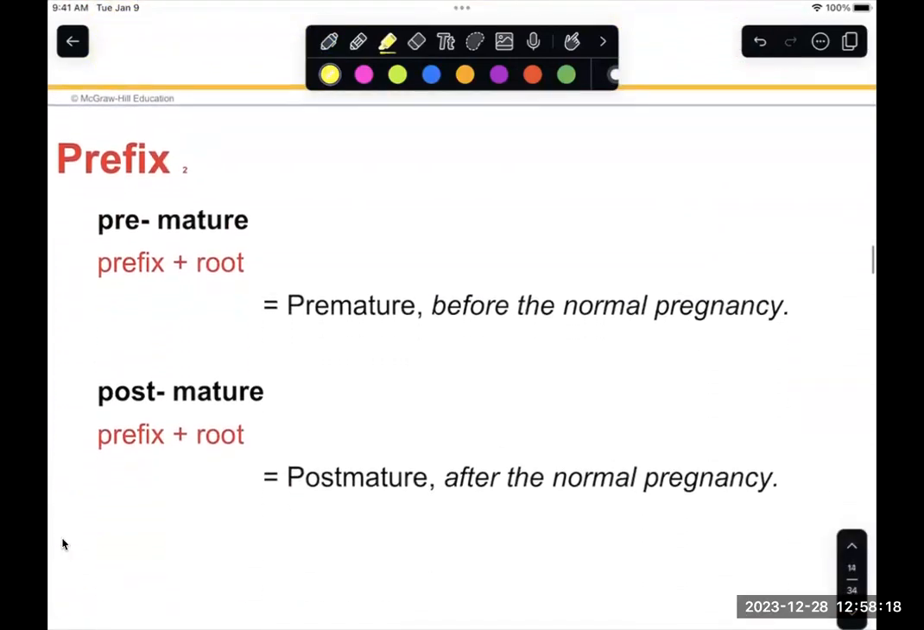So pre is my prefix in premature. Premature means before the normal pregnancy. Post-mature. Post is my prefix. So post-mature is after the normal pregnancy. Again, that prefix is found at the beginning of the term, and we do not need a combining vowel.